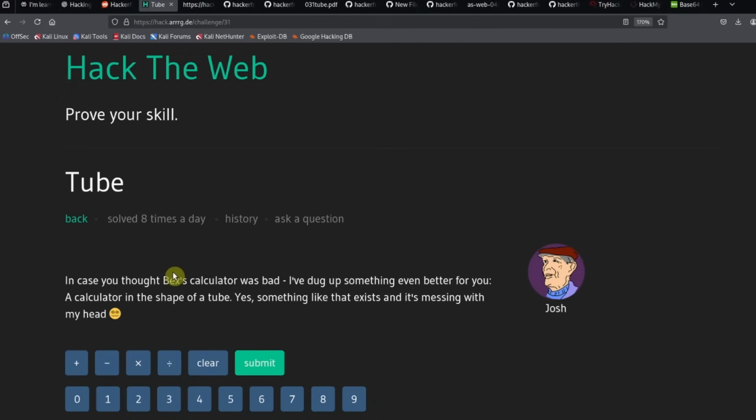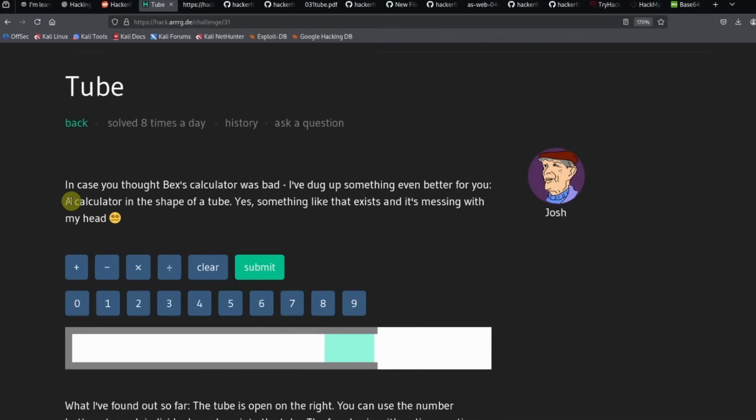All right, everybody, this is the tube challenge from Hack the Web. In this challenge, we're given these instructions. So in case you thought Bex's calculator was bad, I've dug up something even better for you. A calculator in the shape of a tube. Yes, something like that exists, and it's messing with my head.